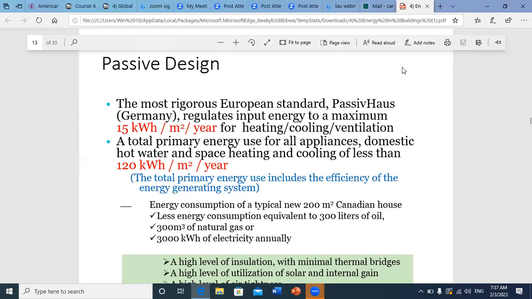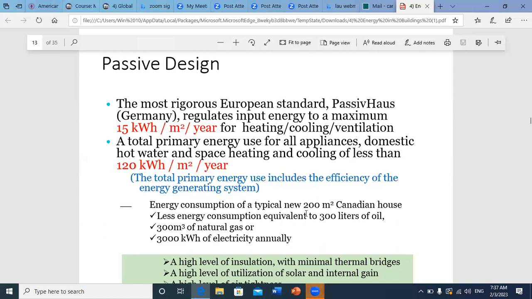On the other hand, we also put a regulation on the total primary energy use for all appliances, including domestic hot water, space heating, and cooling, of less than 120 kilowatt hour per meter square per year. So whenever I am constructing a building and I want to say it's a passive building, I should satisfy these conditions. The total primary energy will include the efficiency, of course, of the energy generating systems. So it is the total energy that I need to supply.